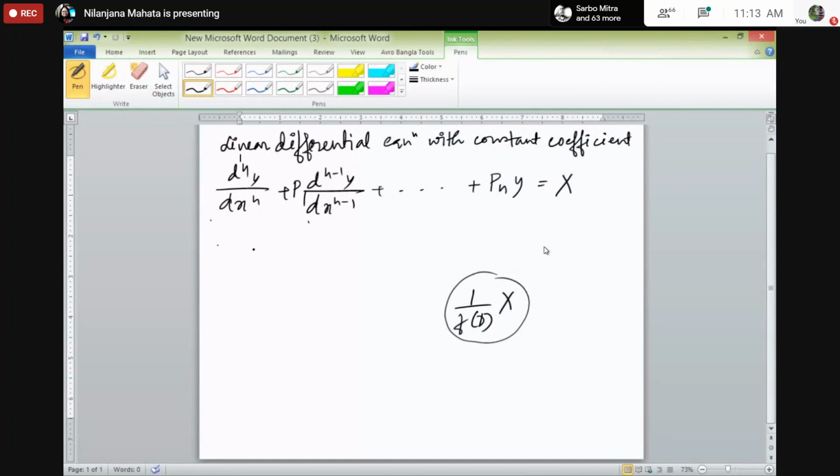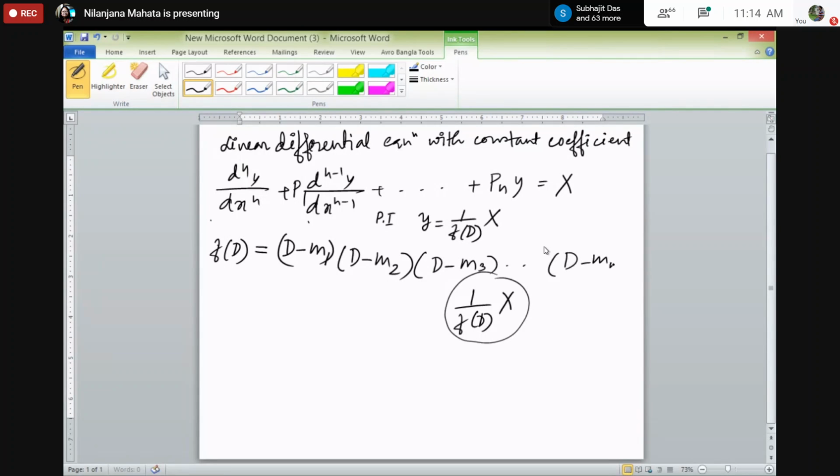Now suppose I have 1 by f(D) x. I am first taking a very simple equation so that the process will be clear. So our y is 1 by f(D) x. This is my P.I., the particular integral. Suppose this f(D) is very simple, only a single factor, D minus m. And if it is nth order, it may have n factors, some may be repeated, that is, maybe m1 and m2 may be the same. This is a general form.